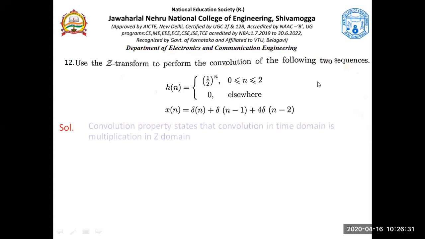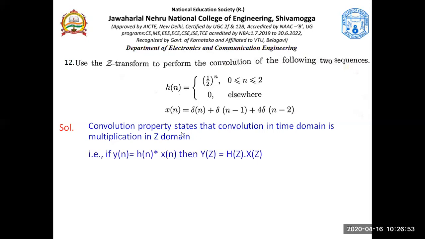Now, the property says that convolution in time domain is multiplication in Z domain. So let's not convolve, let's multiply. For multiplication to be done, you need to be in Z domain, not in time domain. So let's get into Z domain now. The meaning of this statement is this: if you have y of n, which is the convolution of these two, and you apply Z transform on it, the convolution operator becomes a simple multiplication operator. This is what we are intending to do.